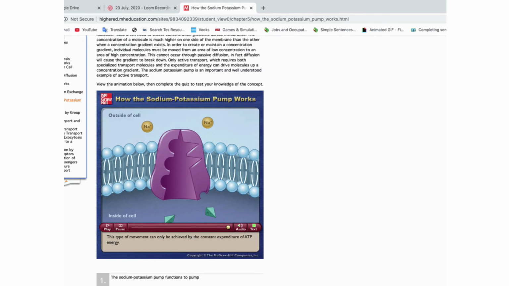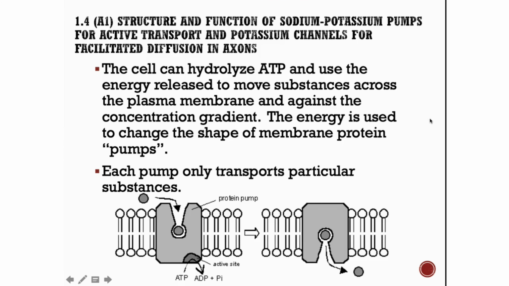So this is the structure and function of the sodium-potassium pumps for the active transport and the potassium channel for the facilitated diffusion in axons that we saw in the animation. The cells can hydrolyze ATP, which means break down ATP, and use the energy released to move substances across the plasma membrane against the concentration gradient. We know that the normal concentration gradient is when the molecules move from the higher concentration to a lower concentration, but here it's going to happen from the lower concentration to a higher concentration, and the energy is used to change the shape of the membrane protein, which is a pump.